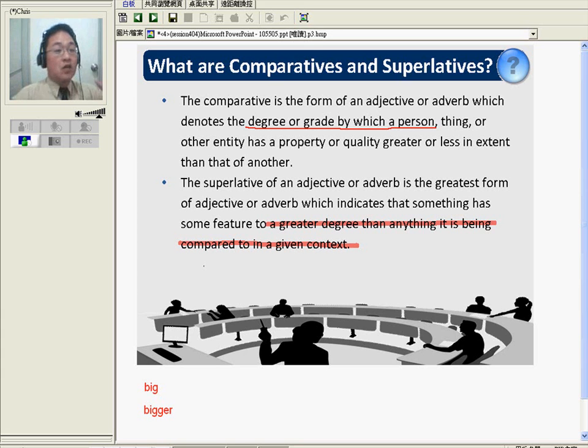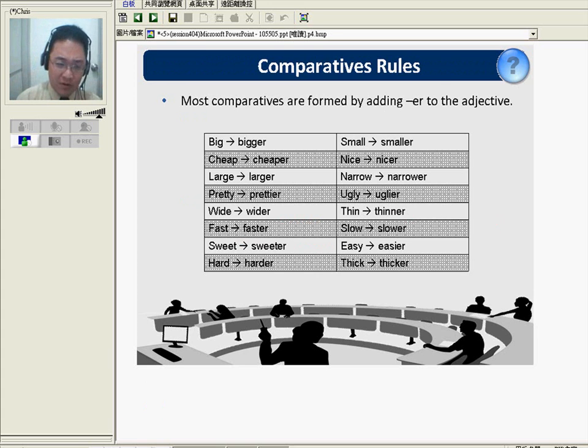Okay, so again, a superlative, most of the time, we're saying that something is the best. Something is number one of a group that we compare things to. Okay? Don't worry, I'll explain it later as we explain the grammar. Okay? So here are the comparatives rules.